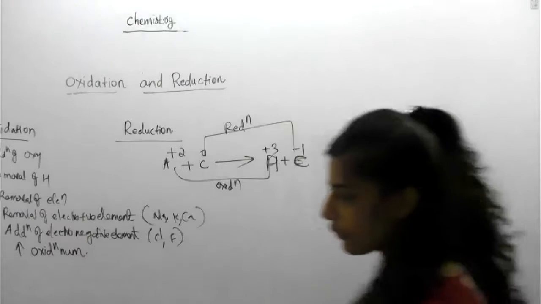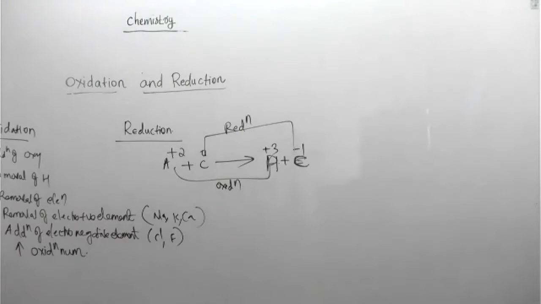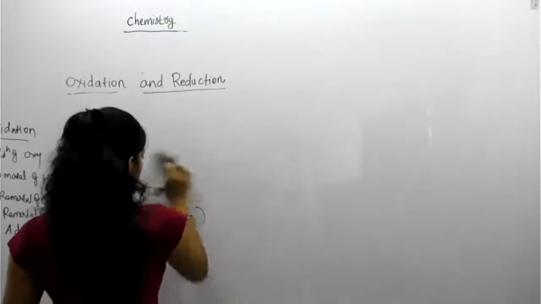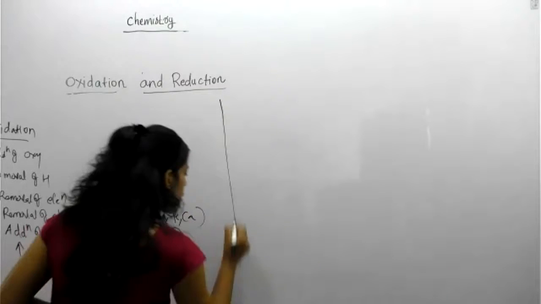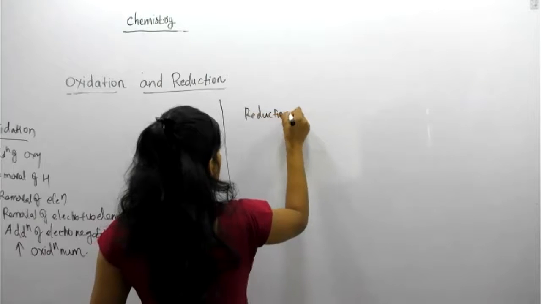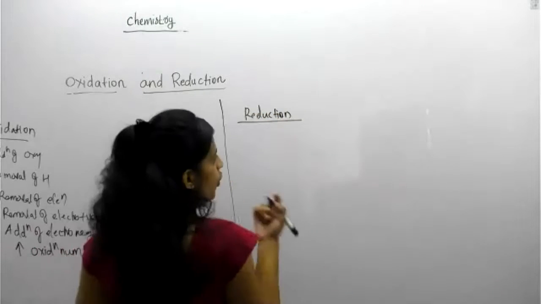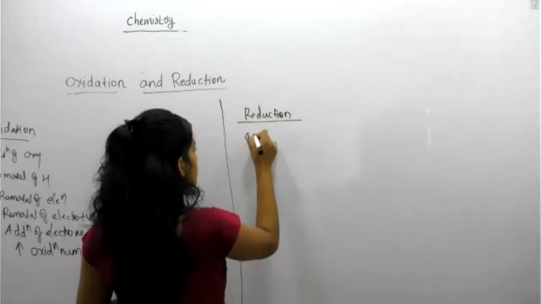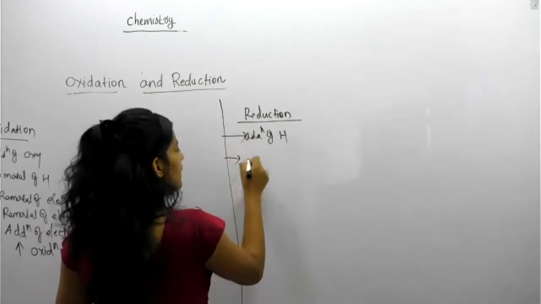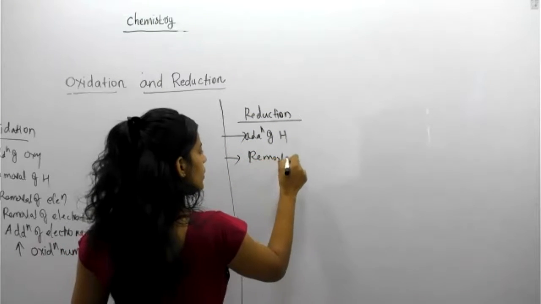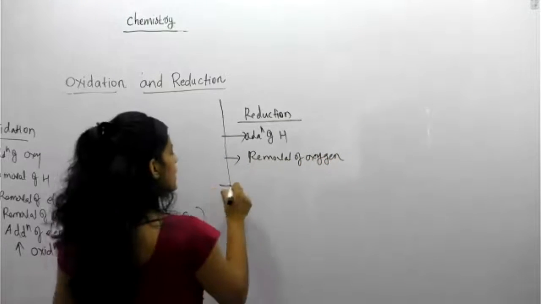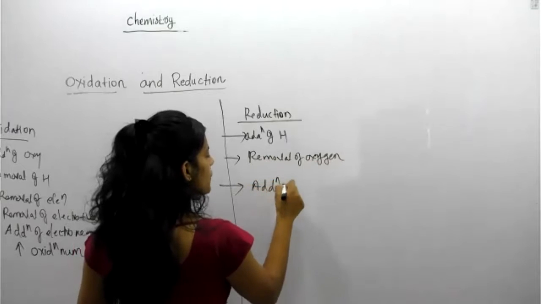Okay. So now we are going to reduction. What are the characteristic features of reduction? Just the opposite, you want to study it properly, students. So reduction. In the case of reduction, removal of oxygen and addition of hydrogen is possible. Addition of hydrogen is called reduction. Removal of oxygen is possible. Then removal of electron means addition of electron is possible.